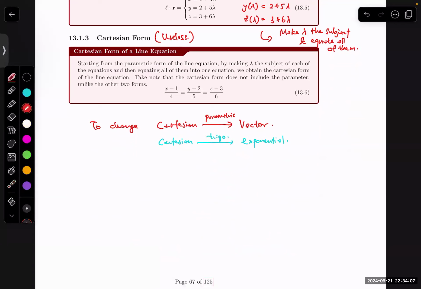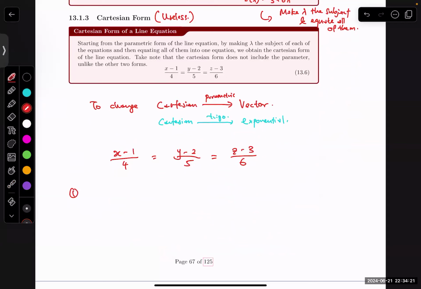So from Cartesian form, let's use this example: x minus 1 over 4, y minus 2 over 5, z minus 3 over 6. The first step is we write each one equal to lambda, so we write a system of linear equations. Usually I'll put a left bracket but not a right bracket, which tells us that the bunch of equations I'm going to write down exists together as a system. The first one is lambda equals this, the second one is lambda equals the second expression, the third one is lambda equals the third expression.